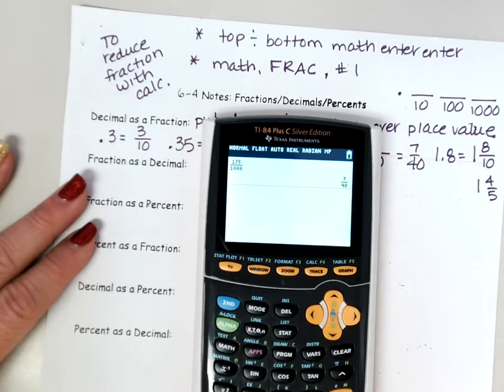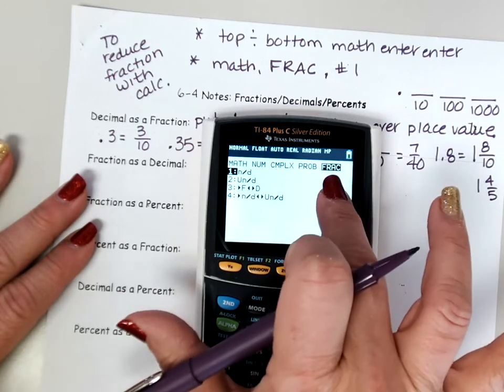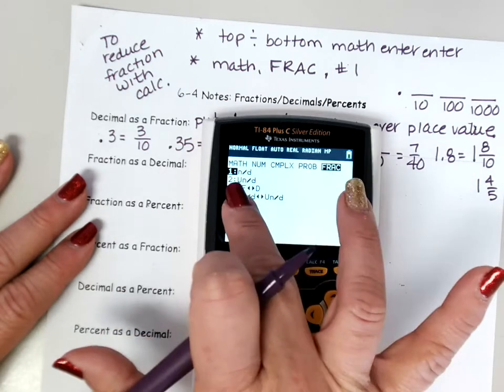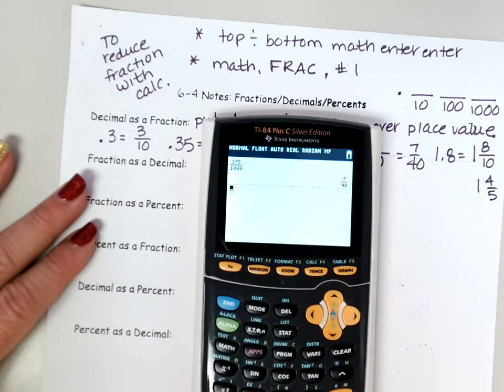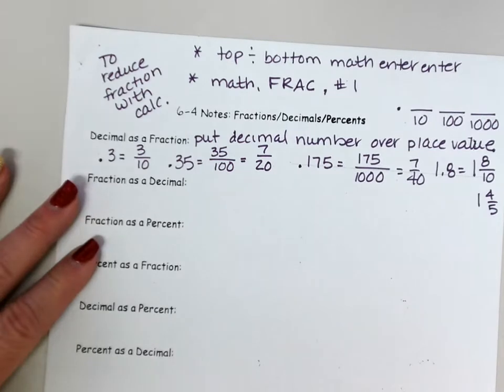That's how you would get a fraction. You would hit math. Actually, if you go 1 to the left, it gets you there. Frac. Make sure it's highlighted on 1, enter, and there's your fraction. It turns it into a fraction for you. But I think this one's probably a little quicker.